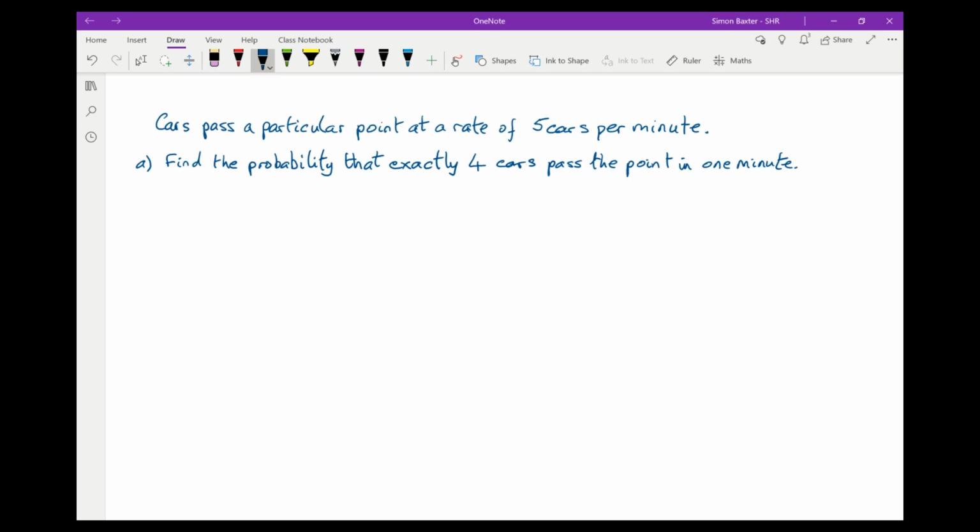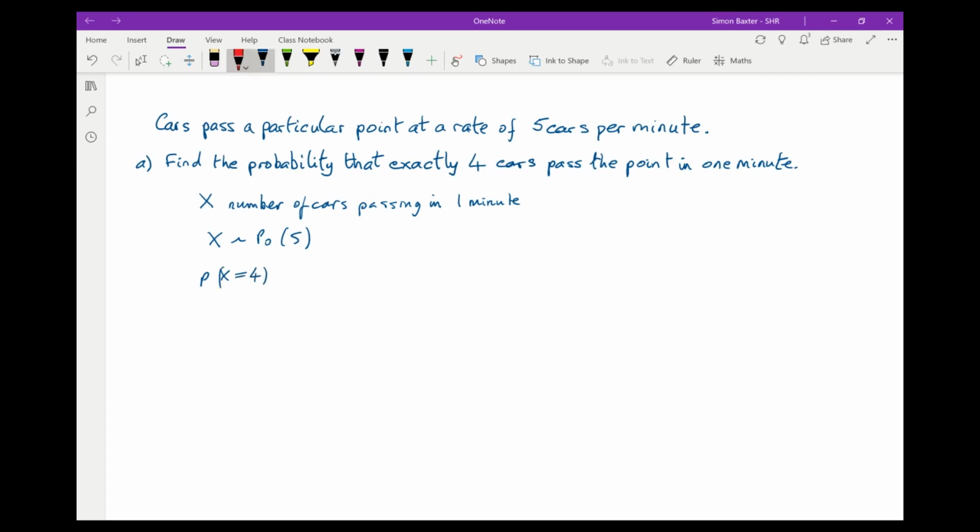Well, here, if we take X to be the number of cars passing the point in 1 minute, then X ~ Po(5). That is an essential part of your solution. That is the method that we are using. We now want the probability that X equals 4.